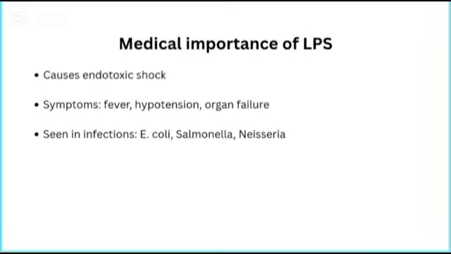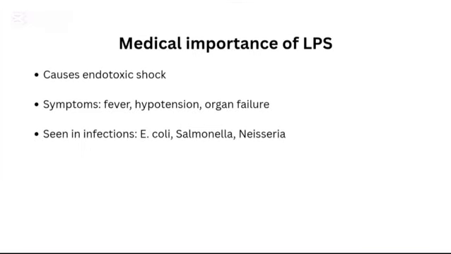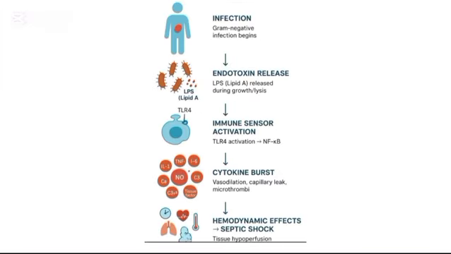This can be seen in various infections such as infections caused by E. coli, Salmonella, and Neisseria. These are all gram-negative bacteria. This diagram shows the sequence of events that happen in the origination of shock caused by gram-negative bacteria.